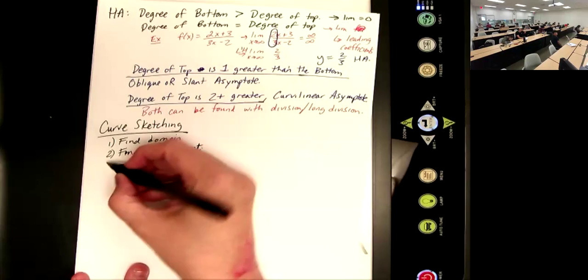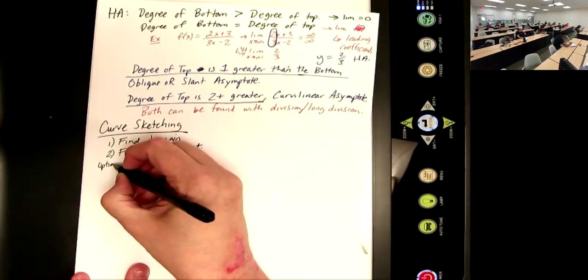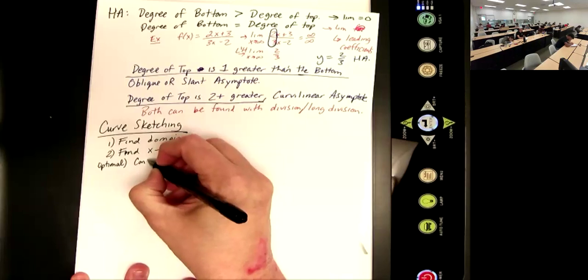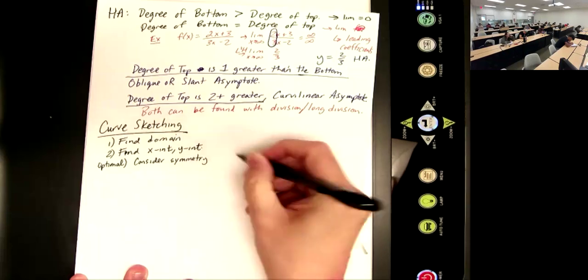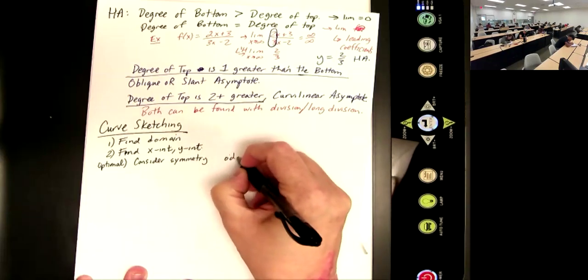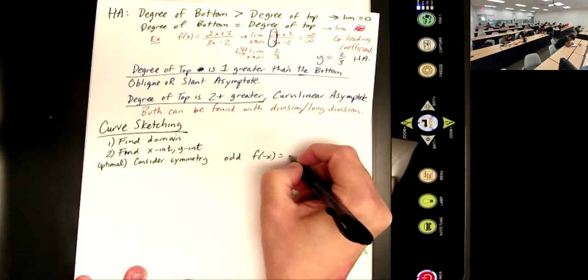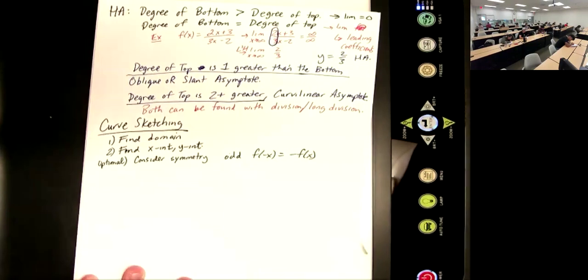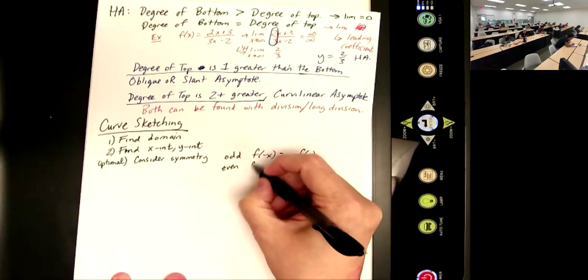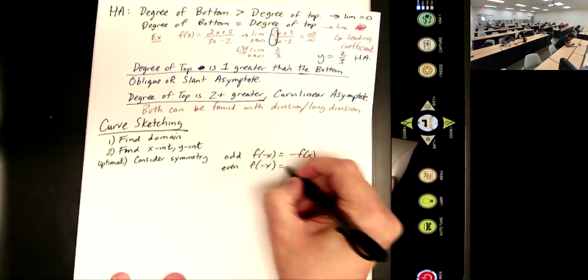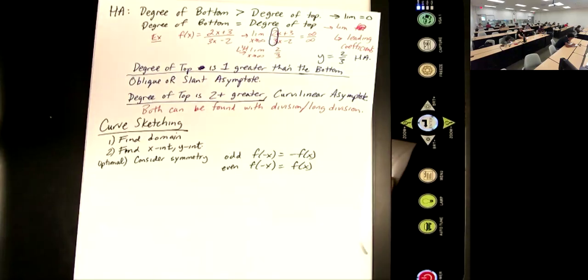I'm gonna say this next step is optional. Consider symmetry, like for odd functions, f of negative x equals negative f of x. It can make graphing easier. But in general, this isn't all that helpful, but it can help you determine if your graph looks wrong, like you messed it up. In today's day and age, you'll probably just check it on Desmos, except on a test.